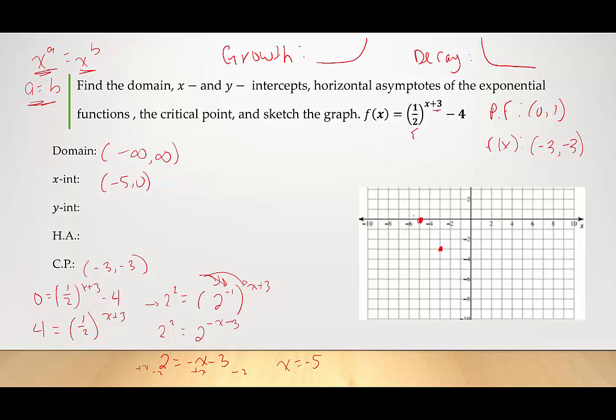How about the y-intercept? To figure out the y-intercept, we're going to plug in 0 for x. So f of 0 is 1/2 to the 0 plus 3, minus 4. This is 1/2 to the third, which is 1/2 times 1/2 times 1/2, which is 1/8. Here's where the math gets a little bit tricky. 1/8 minus 4 will be negative 3 and 7/8. Oh, I forgot to put the 0. So (0, -3 7/8). We do have a y-intercept. It's not as nice as the x-intercept, but it does exist.